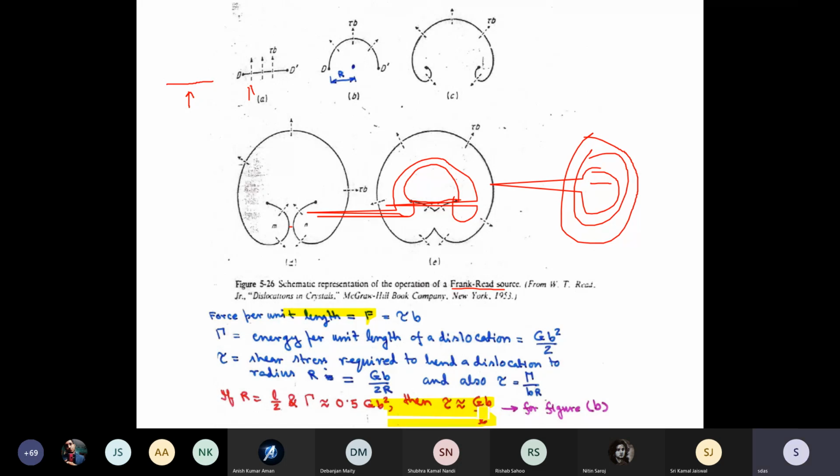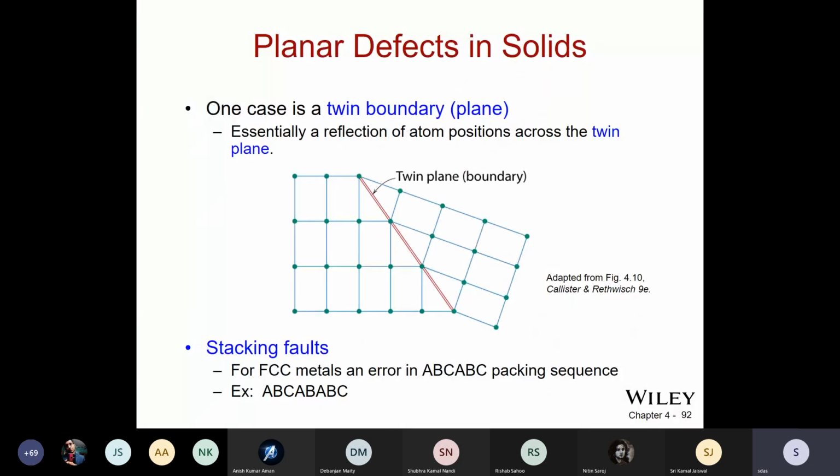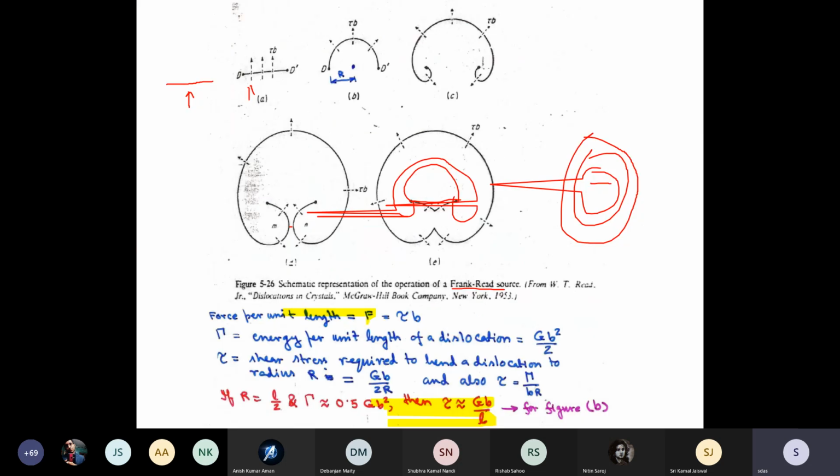G is the shear modulus. Small l is the distance of separation between two particles. Some books write tau is equal to GB by lambda. B is the Burgers vector, and small l, or lambda, is the distance of separation between two precipitates which are hindering the motion.